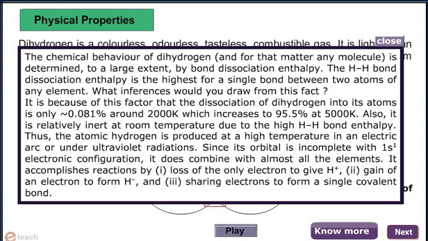Since its orbital is incomplete with 1s1 electronic configuration, it does combine with almost all the elements. It accomplishes reactions by, number 1, loss of the only electron to give H+ ion. Number 2, gain of an electron to form H- ion. And number 3, sharing of electrons to form a single covalent bond.